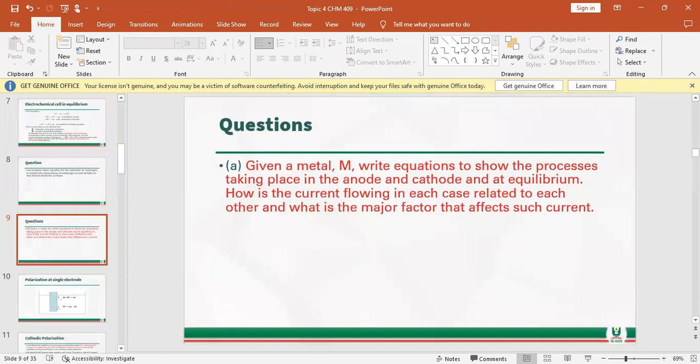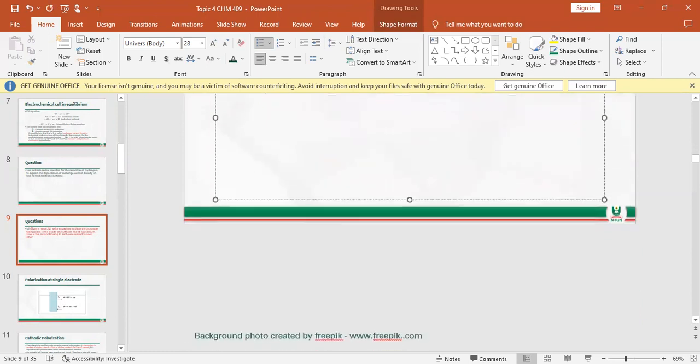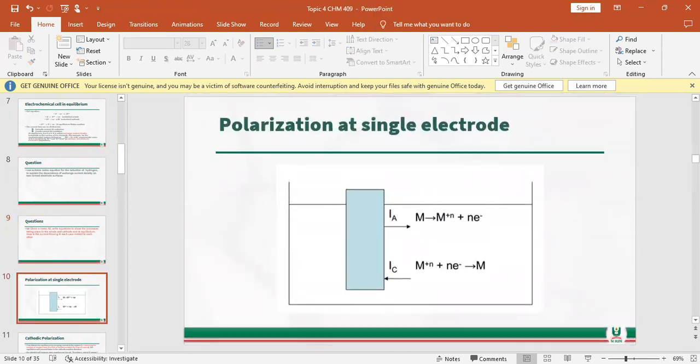Given a metal M, write equations to show the processes taking place at the anode and the cathode and articulate how the current flowing in each case is related to each other, and what the major factors are that affect such current. I've already asked that question there. So you see that at equilibrium, the cathodic current is equal to the anodic current, and the current is called the exchange current density. Now, polarization at a single electrode.